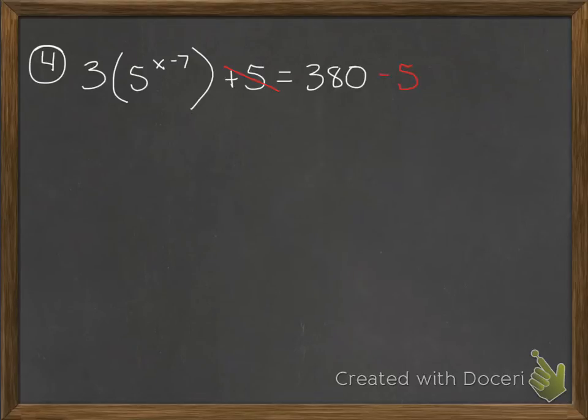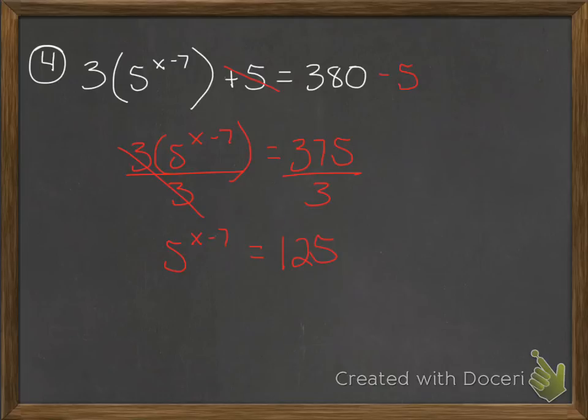So then I have 3 times 5 to the x minus 7 is equal to 375 after I subtract. Then divide both sides by 3. Dividing that by 3 gives me 5 to the x minus 7 is equal to 125. Well, I know 125 is the same thing as 5 to the third power, because 5 times 5 is 25, 25 times 5 is 125. So then, ignoring their bases, that means that x minus 7 equals 3. So then, therefore, x is equal to 10.